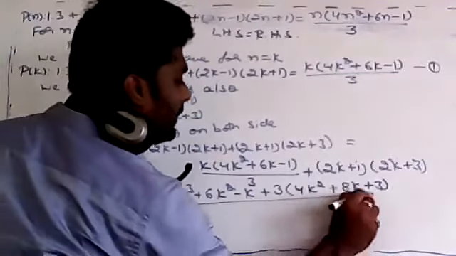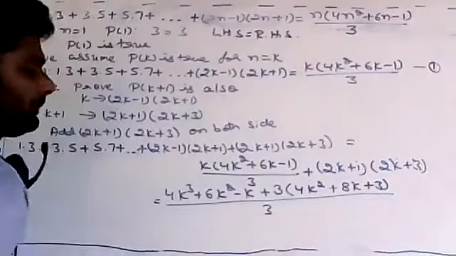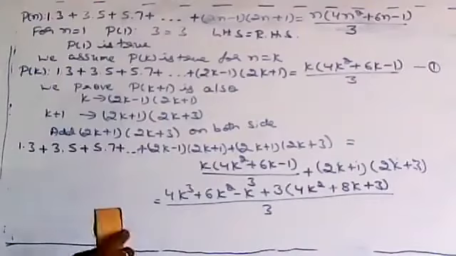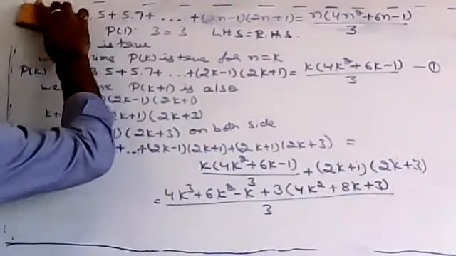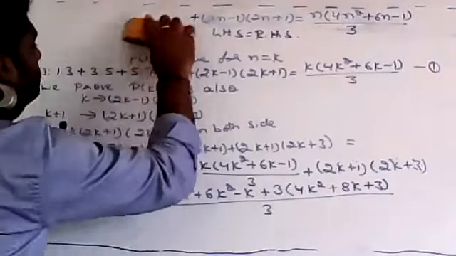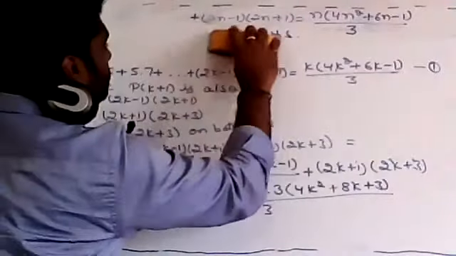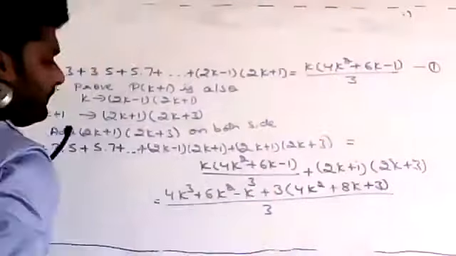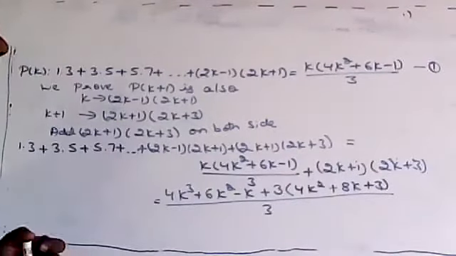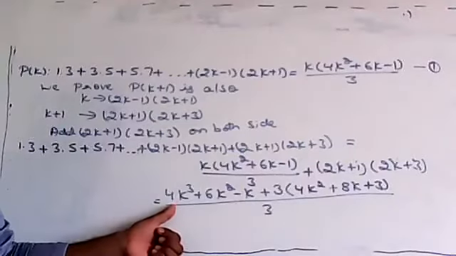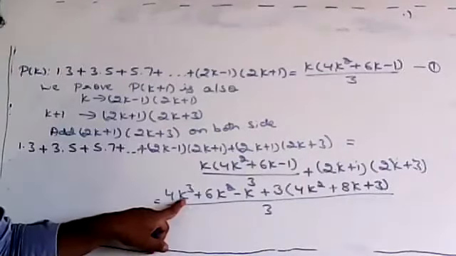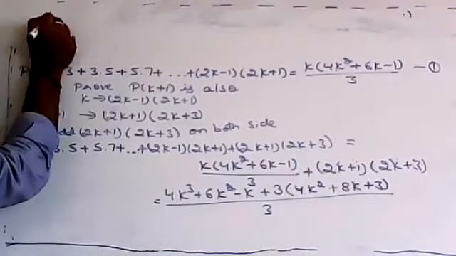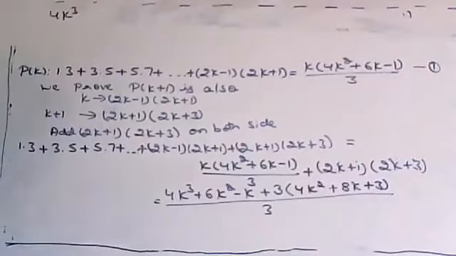Divided by 3. Correct? Divided by 3. That same I'll continue here. Okay, so just solve this one. The k cube term, only 1 is there, so I'm writing that one here. 4k cube. Correct? 4k cube.